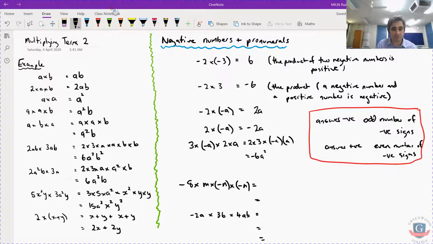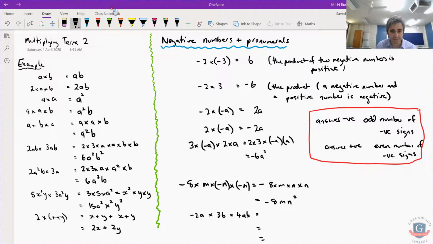Let's have a look at this one. It's a bit more complicated. So it's in the right order already, but there's 1, 2, 3 negative signs, so the answer is going to be negative because that's an odd number of negative signs. 8 times m times n times n. So that'll give us negative 8mn squared. 1, 2 n's multiplied by each other.